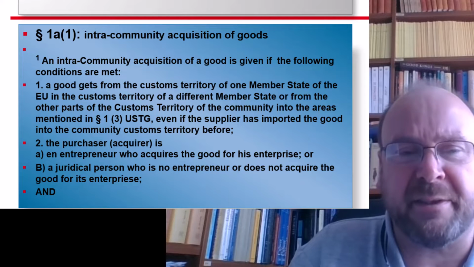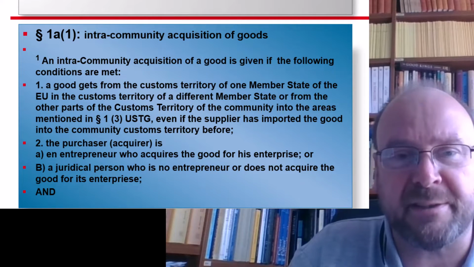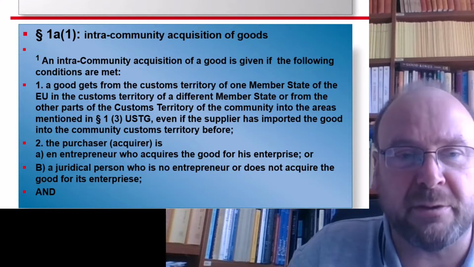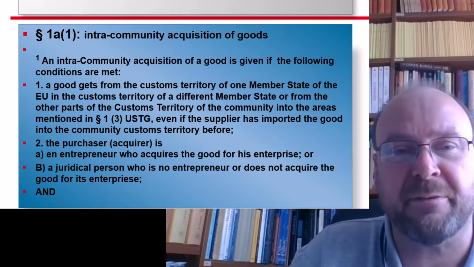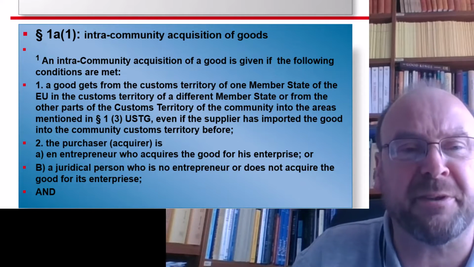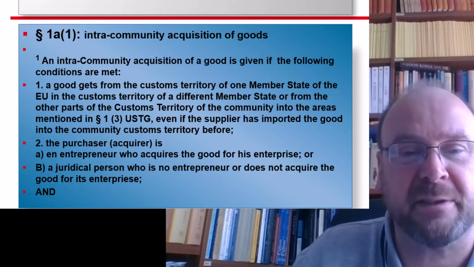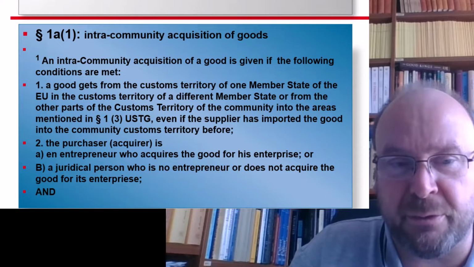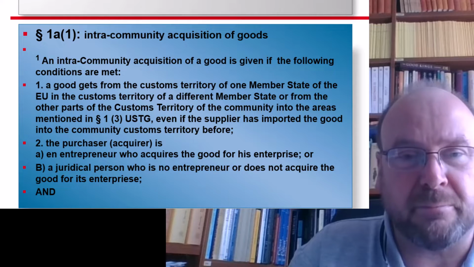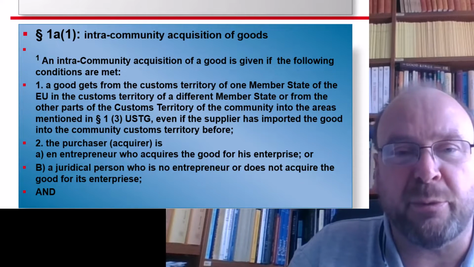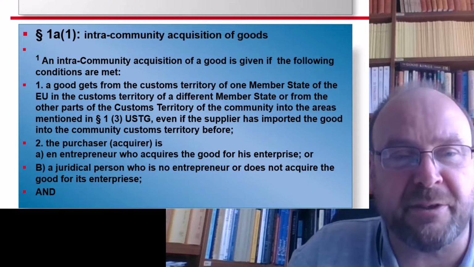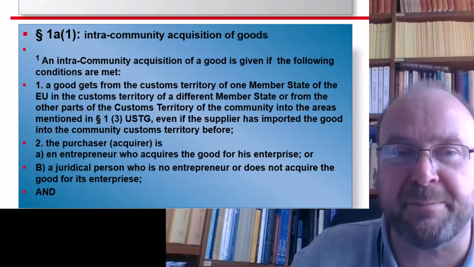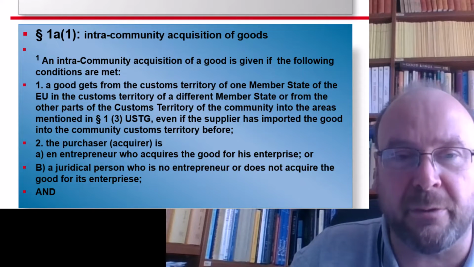Well, the basic thing is, number one says, an intra-community acquisition can only happen if a good changes from one member state of the EU, to be more precise, from the territory which counts as inland of that member state, into the territory of another member state. Number two, well, what do we expect now? We expect that the intra-community acquisition rule only applies if the buyer is a person who is capable or can be expected to follow VAT rules correctly.